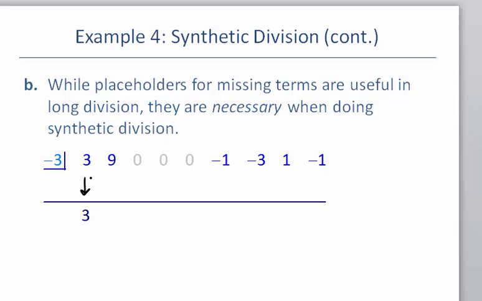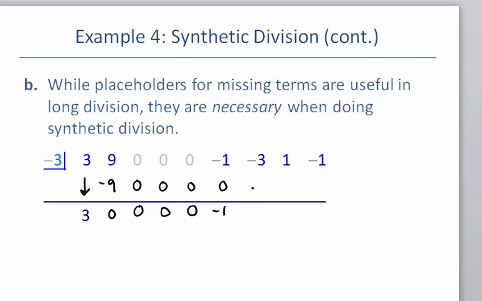Then we're going to begin our process of multiplication and addition. So negative 3 times 3 is, I'm sorry, you know what? Negative 3 times 3 is negative 9. Let's get that right before we get any further. And negative 9 and 9 make 0. Negative 3 times 0 is 0. Adding, we get 0. Negative 3 times 0 is 0. Adding, we get 0. Negative 3 times 0 is 0. Adding, we get 0. Negative 3 times 0 is 0. Adding, we get negative 1.